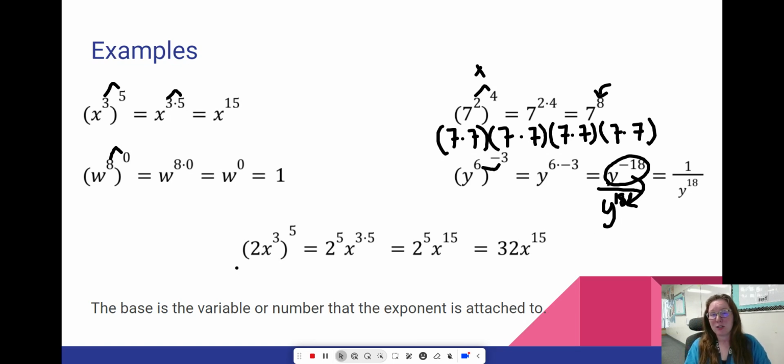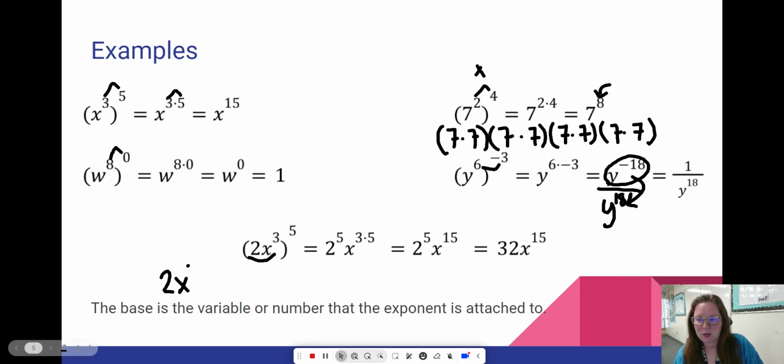Okay, now here's a tricky one, and in the next slide we'll talk more about tricky stuff. But here we have 2 times x to the third, all of this to the fifth power. Let me show you what that means. That means we have 2 times x to the third 5 times. So 2 times x to the third, and here's our first one. Here's our second one.